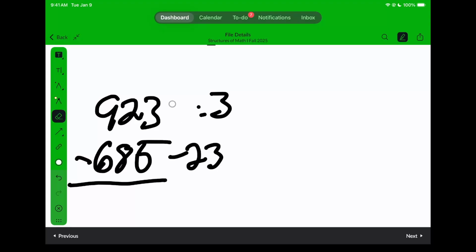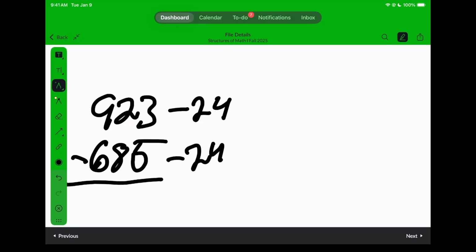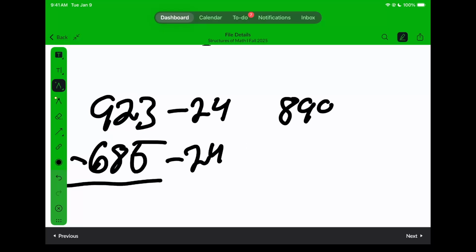So, can't do minus 23 here. But you know what would be better than 23 in this sense? 24. Check this out. Minus 24 on both. You're left with 899, and then 661. 899, there's two nines. There's no borrowing.